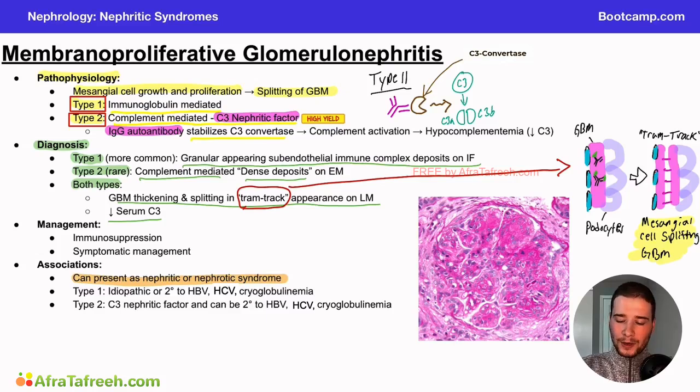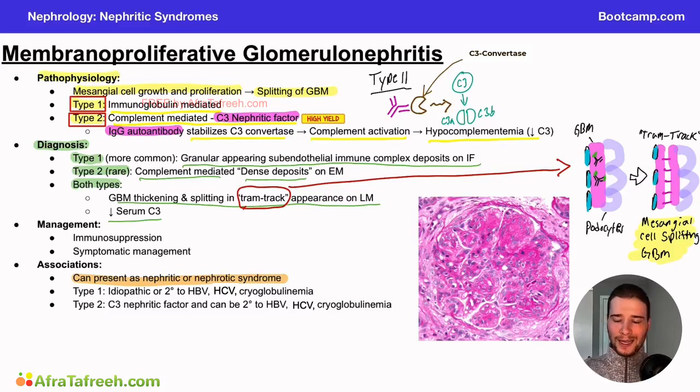So this is why we consider this to be a complement mediated condition, because it's directly caused by the complement system, as opposed to type 1, in which it was an immune mediated system with a downstream complement activation. Here we're just directly activating the complement system. Why? Because we have this autoantibody that is allowing continuous activation. And while technically there's a type 3 membranoproliferative glomerulonephritis, we don't understand the mechanism quite as well, and thus it's not really tested at this level.